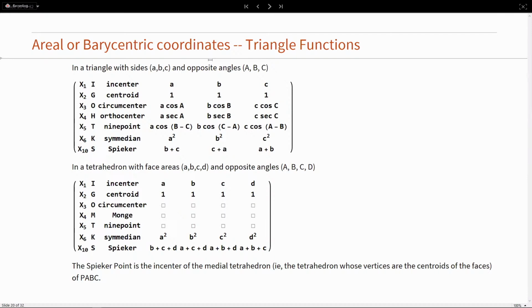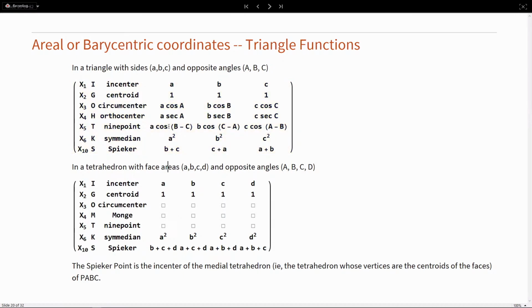So we can look at areal or barycentric coordinates in triangle functions. And it turns out that the incenter is just based on the actual sides, A, B, and C. The centroid, everything is the same. The circumcenter, if you use this formula and go backwards, you get the circumcenter of the point. Orthocenter is based on the secant.